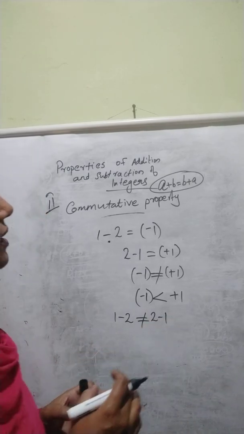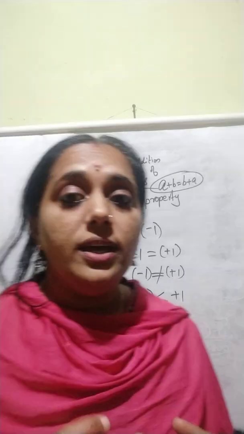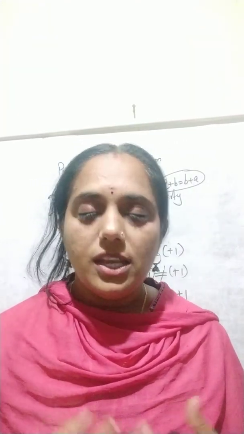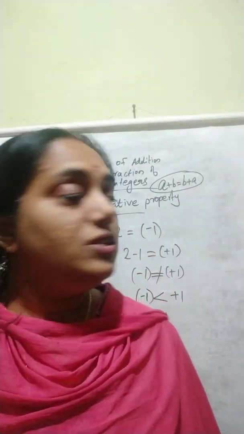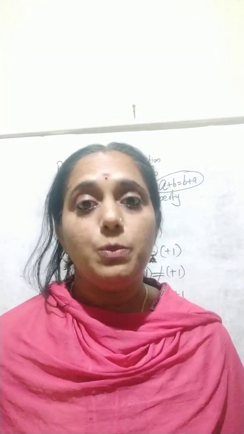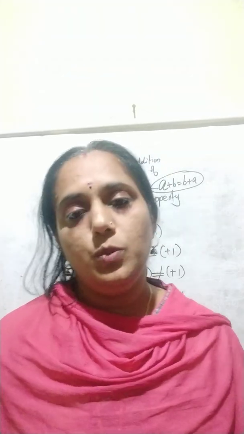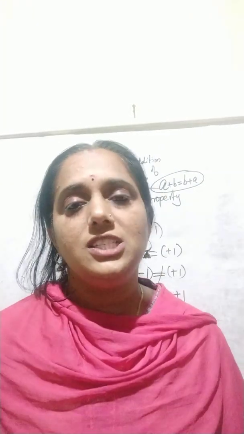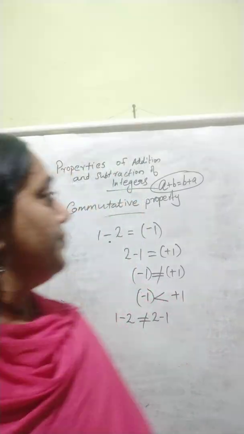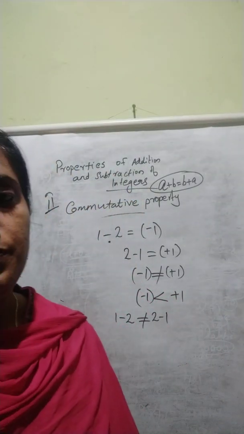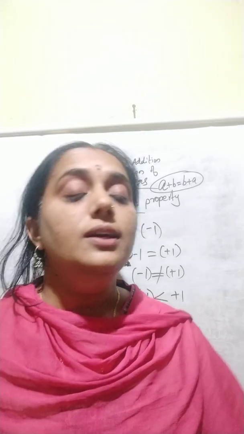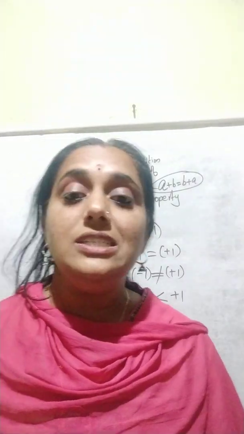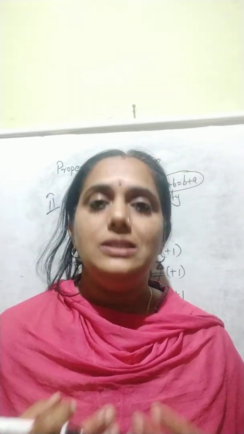So in the case of subtraction, order is very important. In the case of whole numbers, integers and any type of numbers, in subtraction order is very important. So the commutative property is not satisfied in the case of subtraction. But in the case of addition, no problem, it is satisfied.